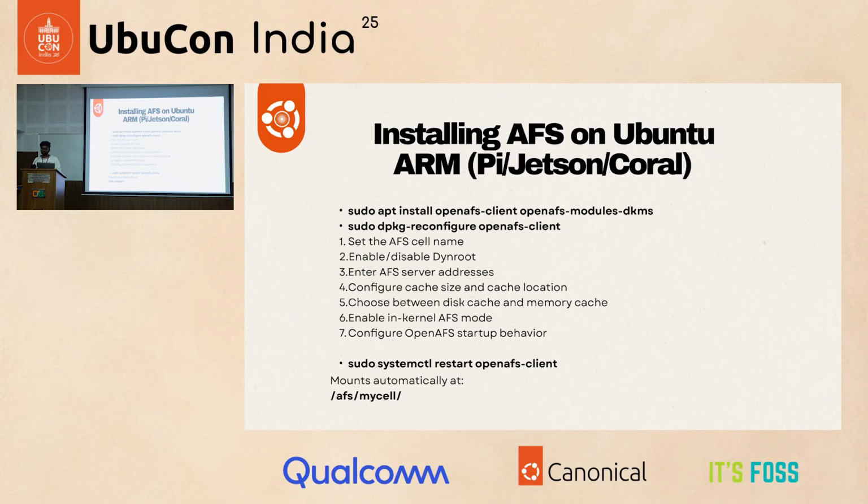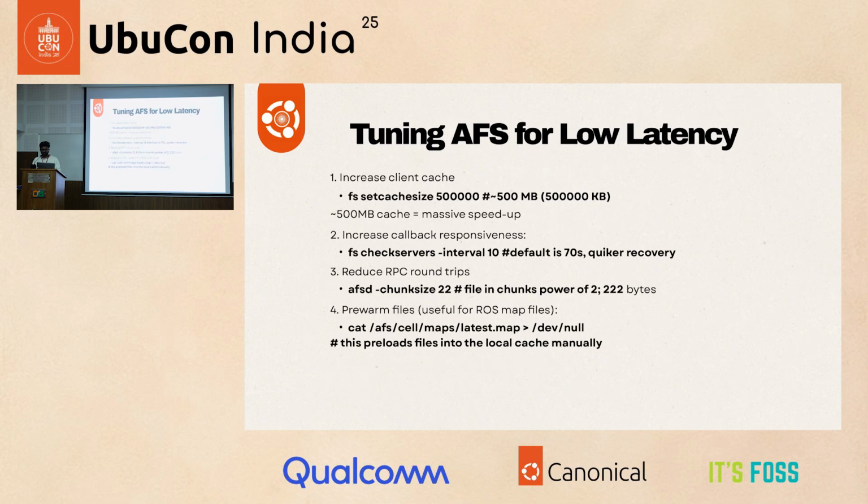Now installing AFS on Ubuntu on the edge devices, we'll first be installing the OpenAFS client and configuring it for the edge devices. Then restarting the OpenAFS client. We'll have our own cell.